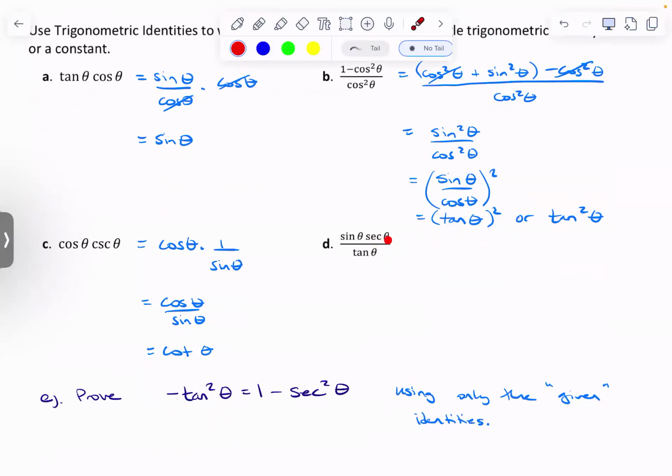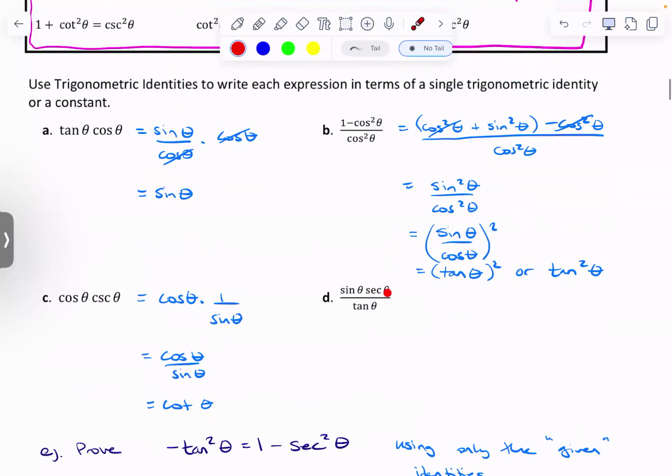Sine theta times the secant of theta over the tan of theta. My gut reaction is to try to manipulate the secant theta and see where that gets me. And if that doesn't get me anywhere, then I'll do something to the tan theta, because I can change the tan theta relatively easily.